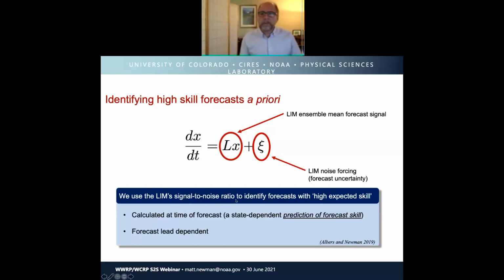So we are going to use the LIM signal-to-noise ratio. So there's a little bit of an error there because we're assuming that that noise is the same for any given state to identify the forecast with high expected skill. In the context of the LIM, what that means is that we can use the initial state of the system and its predicted evolution to determine the forecast signal. So it's a state-dependent prediction of the forecast skill. But of course, again, this is a linear state-dependent prediction. And it will still be lead-dependent because obviously the effects of the noise are going to give rise to an increase in the spread with forecast lead time.